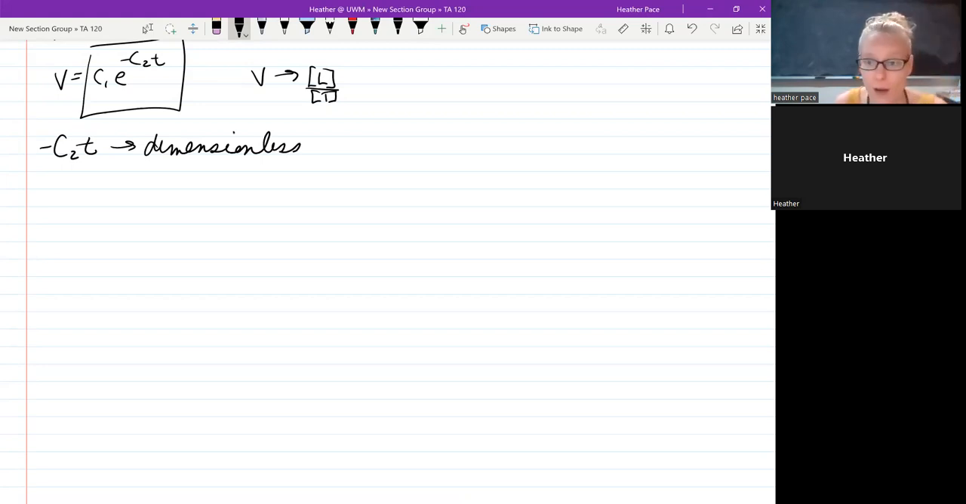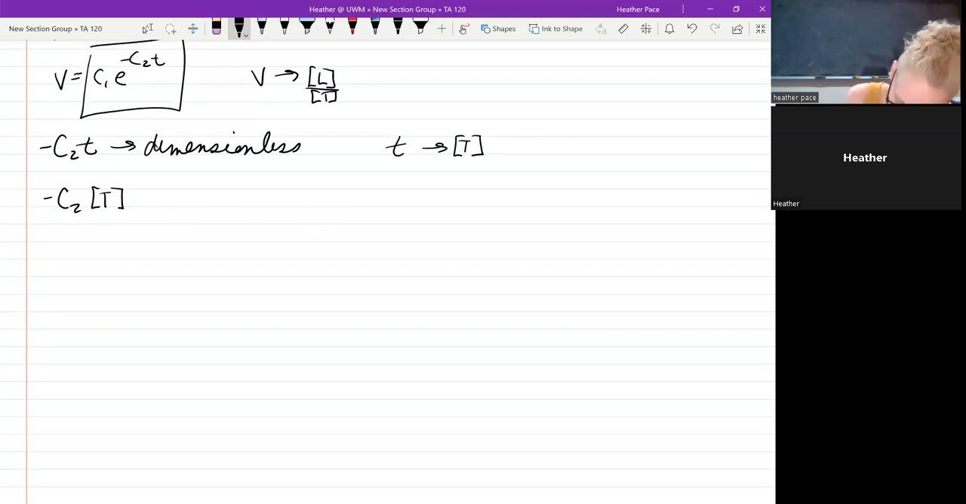Okay, so how are we going to do that? Well, we know that the dimensions for T are big T. So if our dimensions for T are big T, and we want it to go away, we need to divide it by T, or we could say C2 is 1 over big T. All right, so we figured out what C2 is.